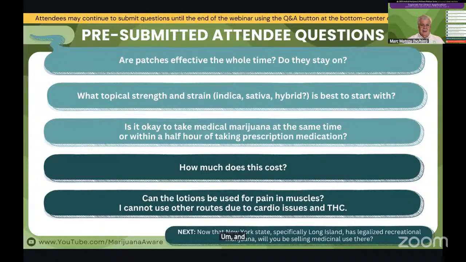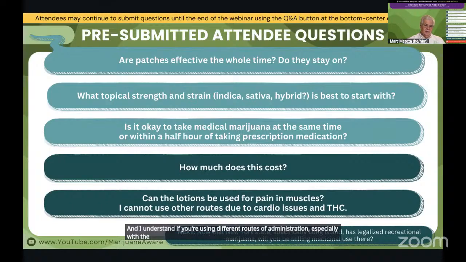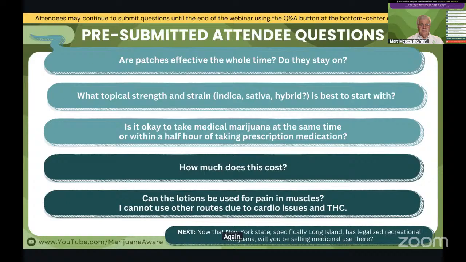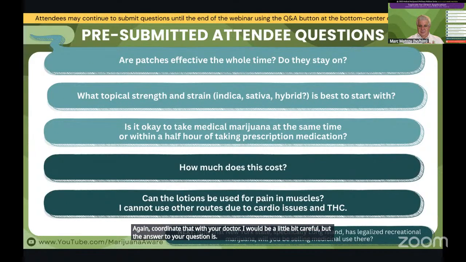I understand if you're using different routes of administration, especially with the cardio issues, you need to coordinate that with your doctor. I would be a little bit careful. But the answer to your question is this should be able to help.